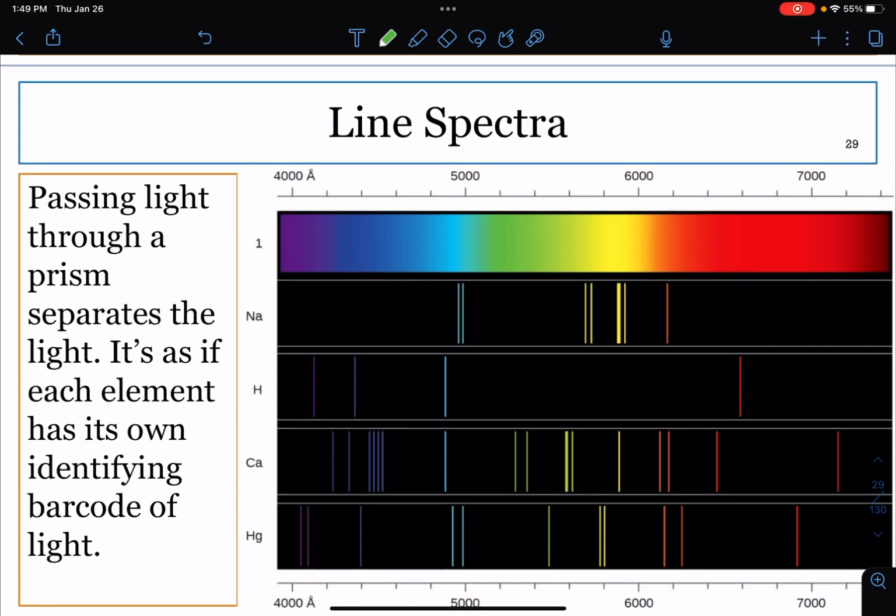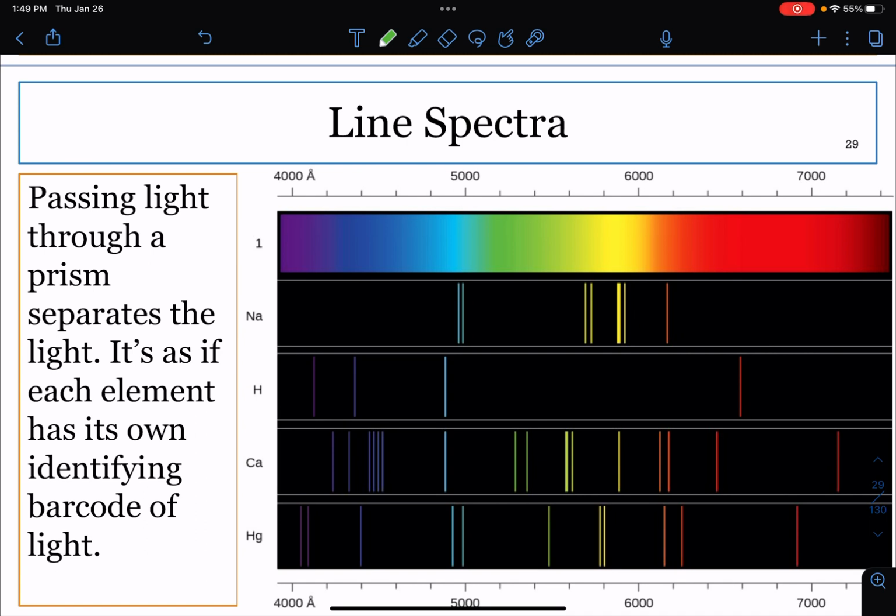Each emission line on these barcodes of light consists of a single wavelength of light, which implies that light emitted by a gas consists of a set of discrete or specific energies. Each element has its own identifying barcode of light. Four of them, sodium, hydrogen, calcium, and mercury, are shown here.